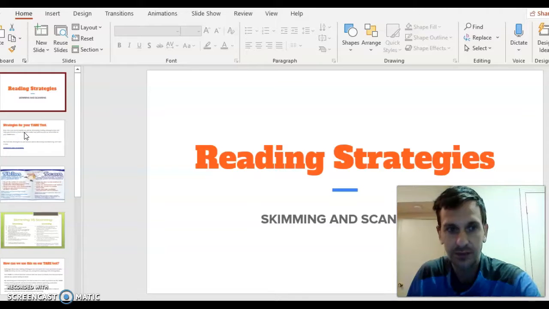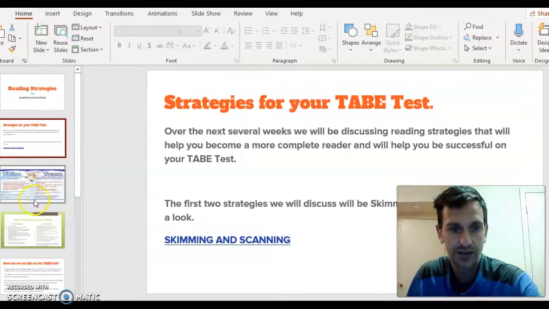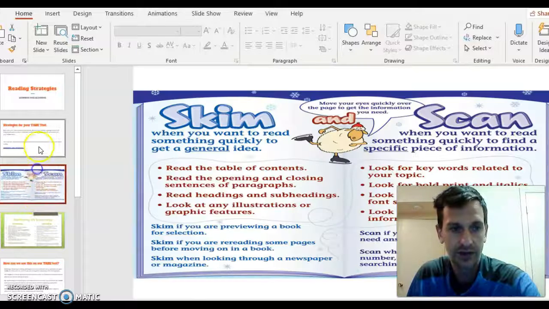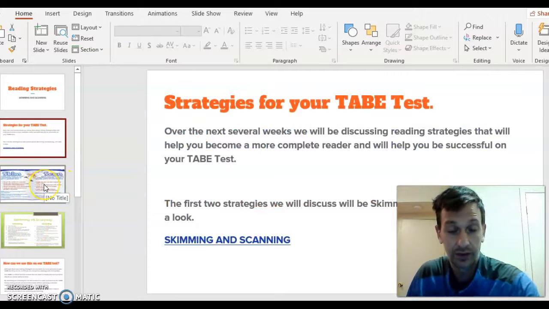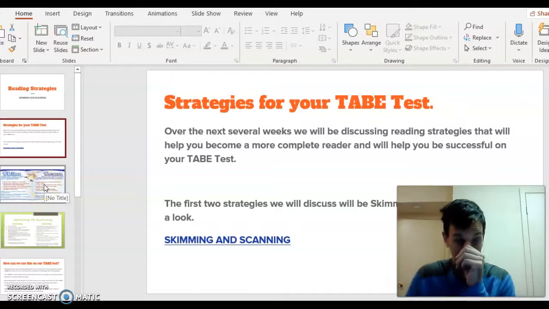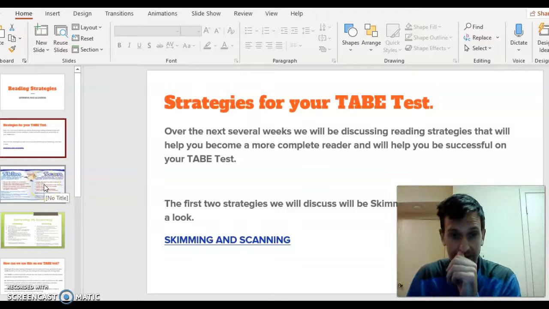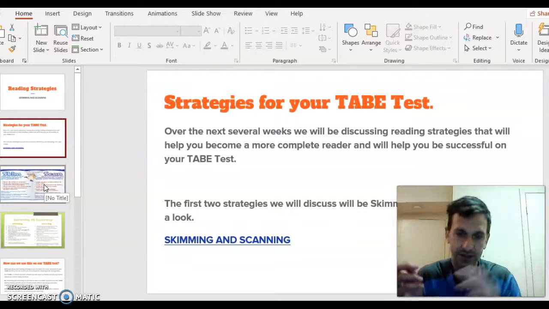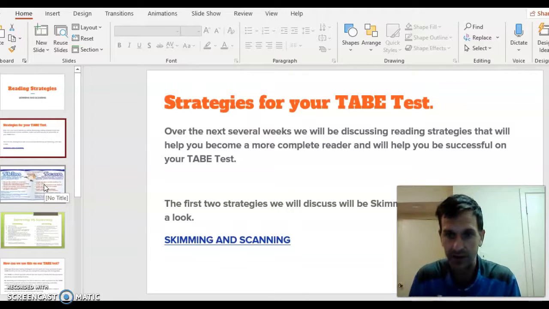This week, it's skimming and scanning. It's a little different because we're not actually going over a TAPE concept, but more of a reading skill that you're going to need on your TAPE test. As you can see, I've posted a video. This video will be for my Monday, Wednesday, Friday class yesterday, and my Tuesday, Thursday class. You'll see this on Thursday.